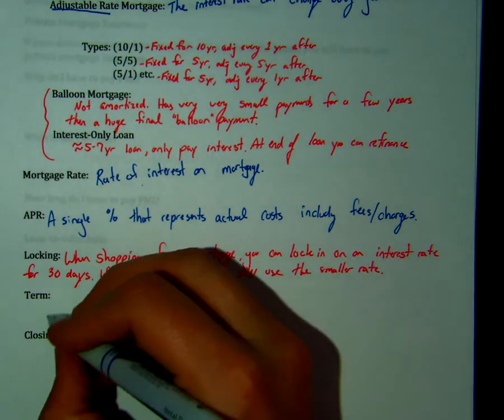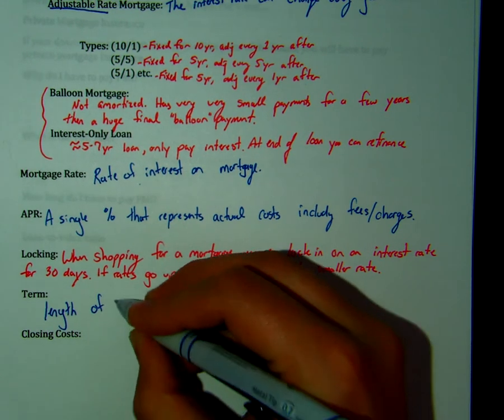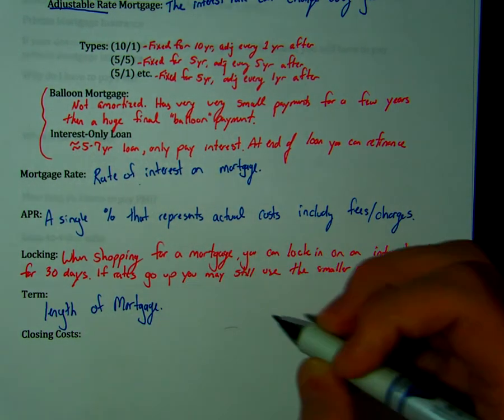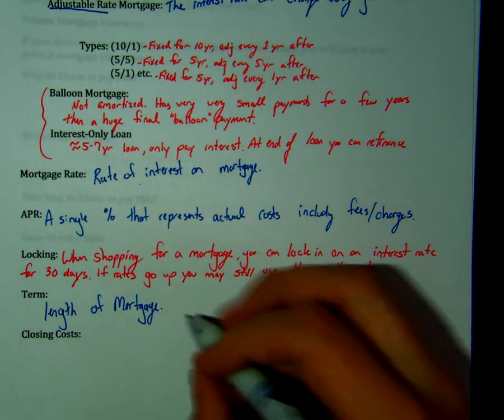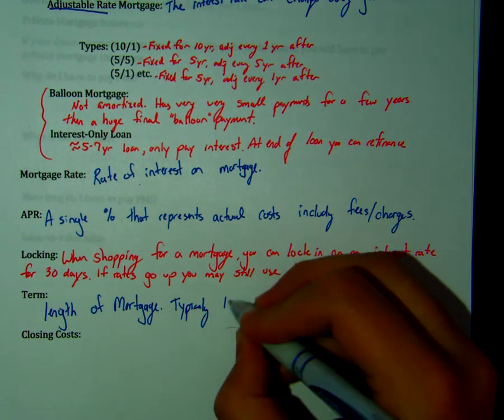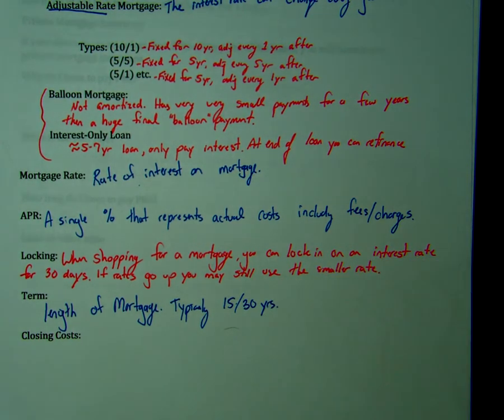Term is just the length of the mortgage. I don't think there's any actual requirement for what this has to be written as, but it's typically 15 or 30 years. Okay, so a very long time.